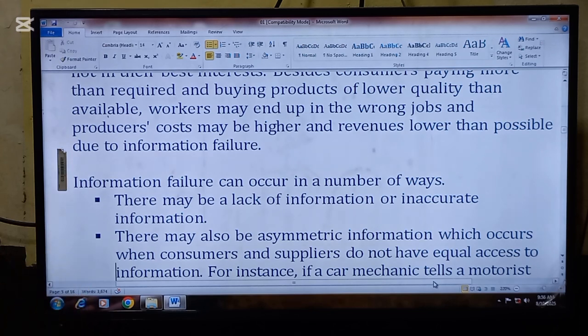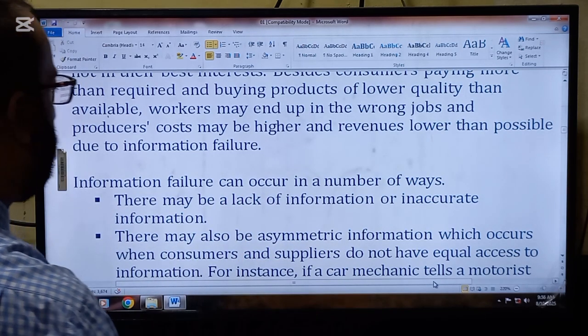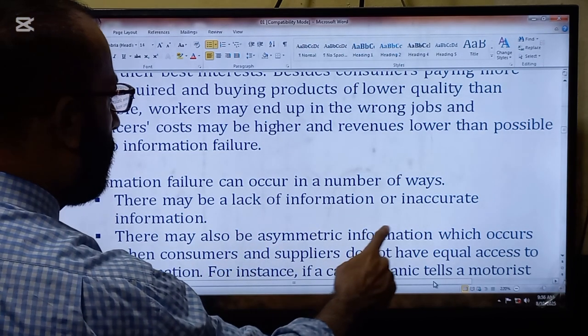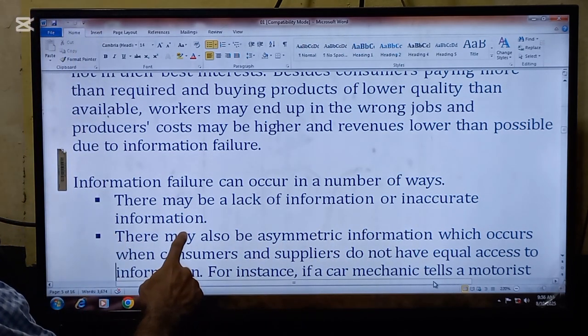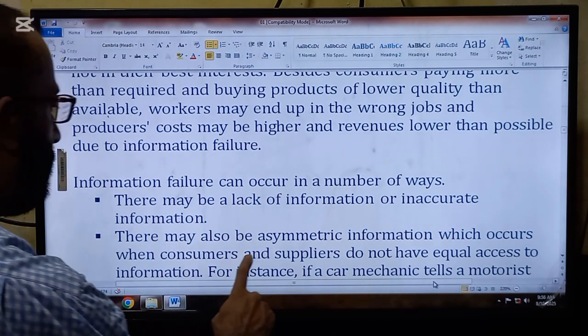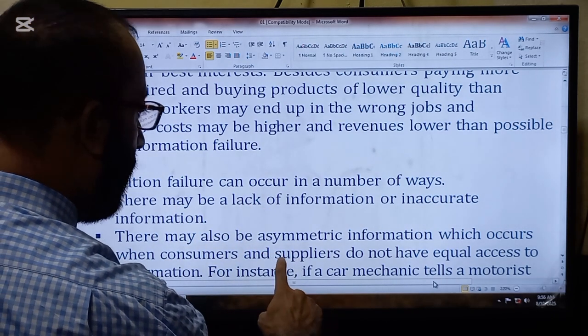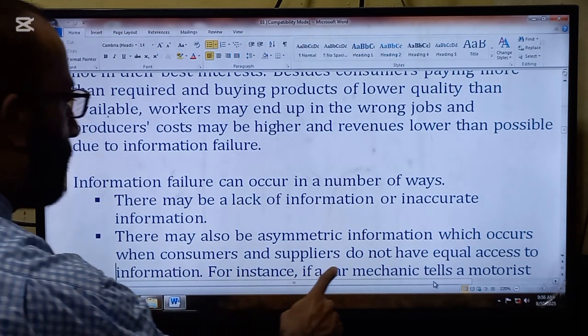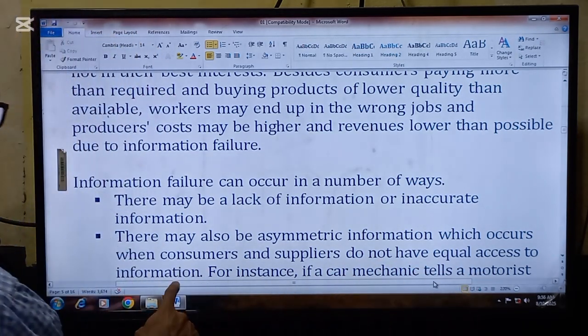Information failure can occur in a number of ways. So these are the ways due to which information failure can occur. Number one, there may be a lack of information or inaccurate information. So this is the number one reason. Number two, there may also be asymmetric information, which occurs when consumers and suppliers do not have equal access to the information.